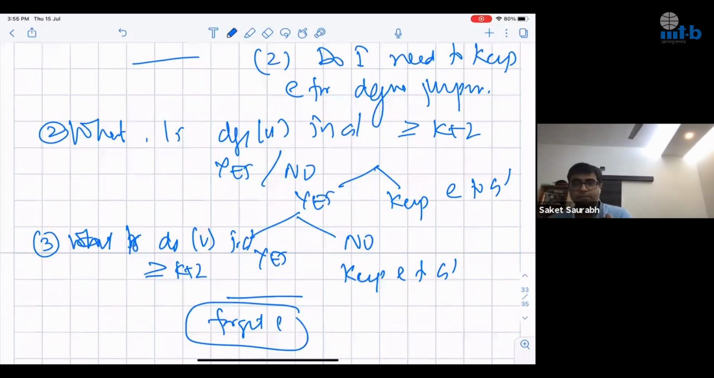Then I look at V and ask the same question: do you need me to help you get your degree to K plus 2? If it says no, I don't add it. If it says yes, I need help, then I add this edge. Otherwise, if none of them need it because their degrees are already high, I just let this edge go away. So this is my whole procedure.